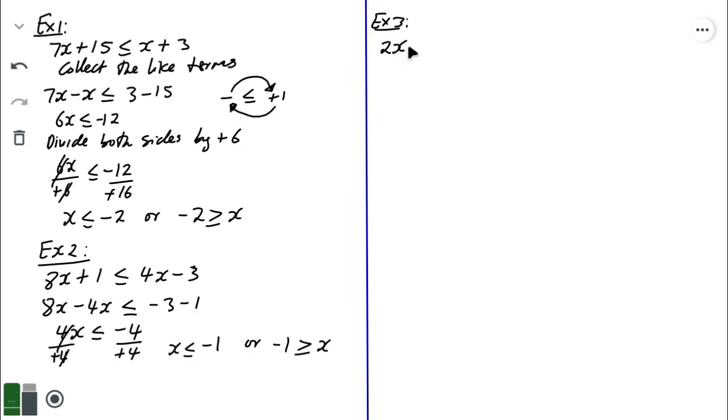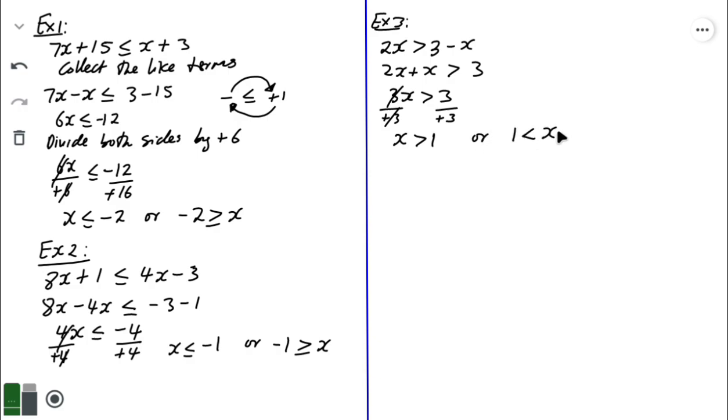Given that 2x is greater than 3 minus x. Now, the next thing we need to do is to collect the like terms, and we're going to be having 2x plus x greater than 3. This will be 3x greater than 3. Divide both sides by plus 3. And we're going to be having x to be greater than 1, or we say 1 is less than x. Let's proceed to the fourth example.